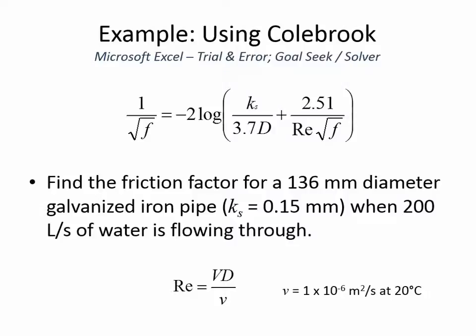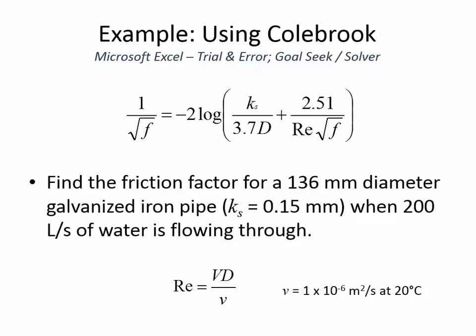So the flow rate that's going through that pipe is 0.2 cubic meters per second. And the cross-sectional area of the pipe, which is based on the diameter, is 0.01453 square meters. That means that the velocity of water that's flowing through the pipe is 13.77 meters per second. So that's the speed of the water going through the pipe. And that's really fast, 13 meters per second. That's extraordinarily fast.